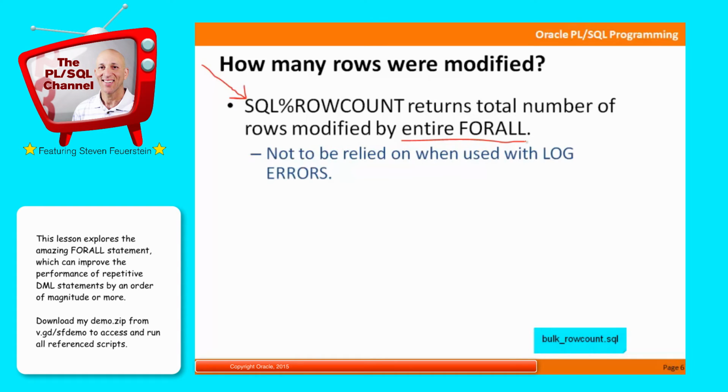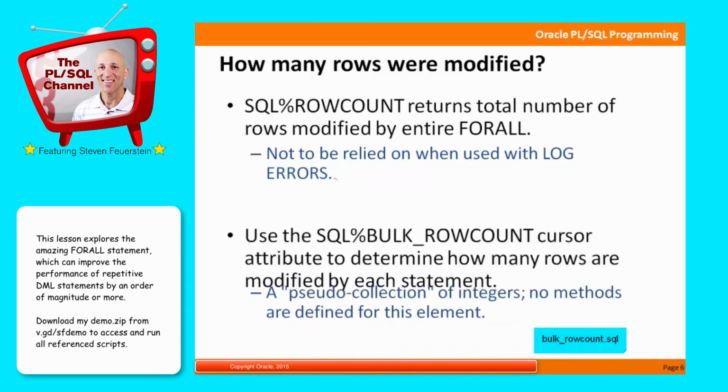Note also that if you're using the LOG ERRORS clause, which is another way to suppress errors at the row level, check out the error management video series for more details, then the number that's returned by SQL%ROWCOUNT is not to be relied upon. But in general, SQL%ROWCOUNT returns the total number of rows modified by that FORALL statement.